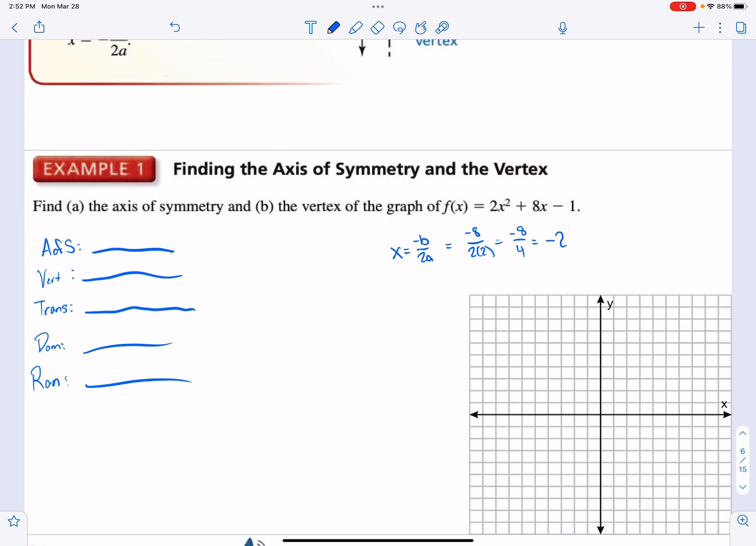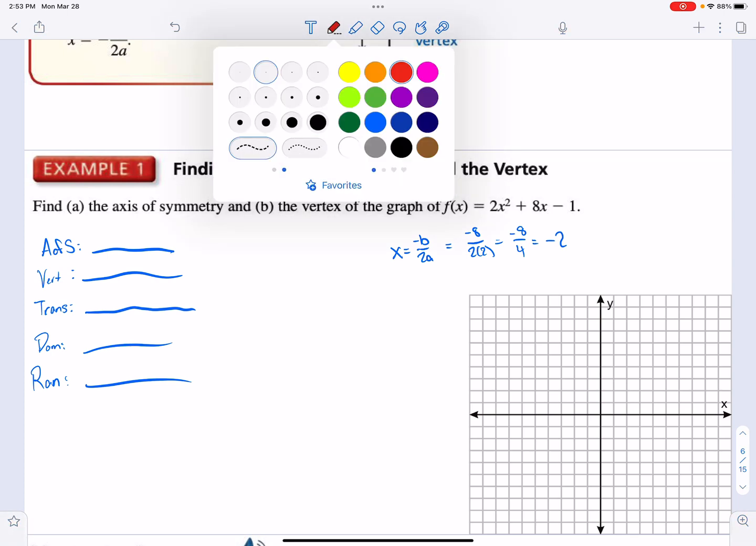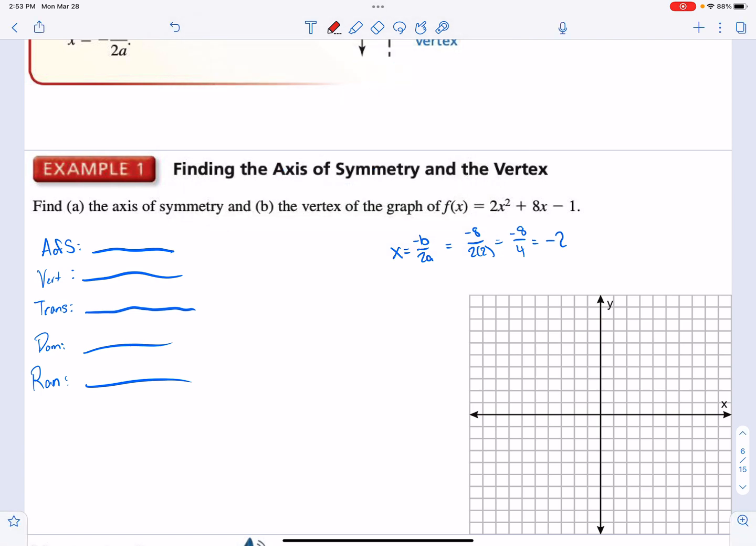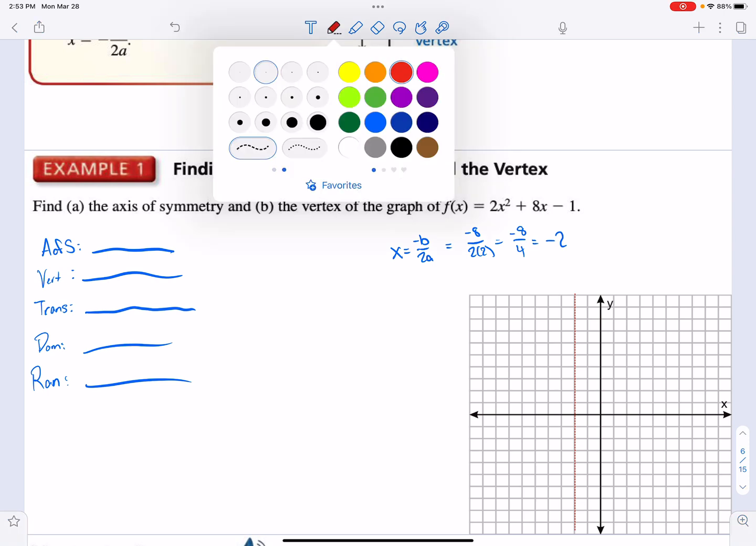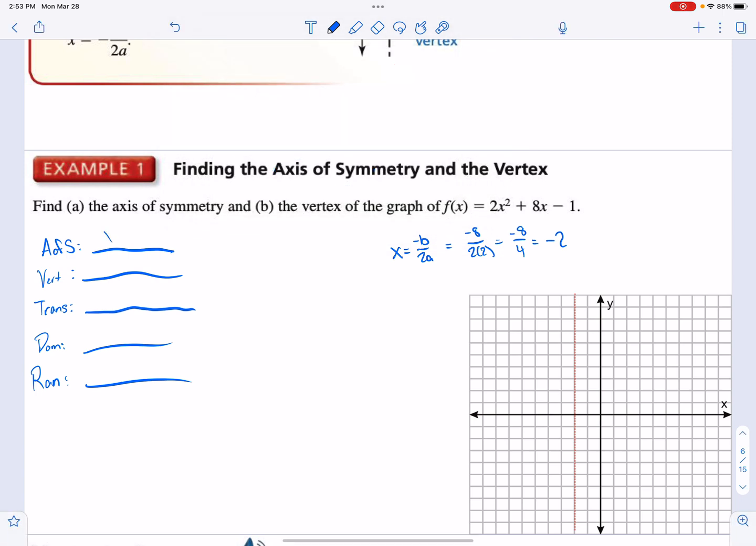So my axis of symmetry is negative 2, and I'll change my line's color here to red, and I'll make it dotted so that we know that's our axis of symmetry. So negative 2 right there. So it's not very big. Again, it's not actually part of my graph, so I don't need it to be super big. I just need to know where it's at. So now I found my axis of symmetry, x equals negative 2.